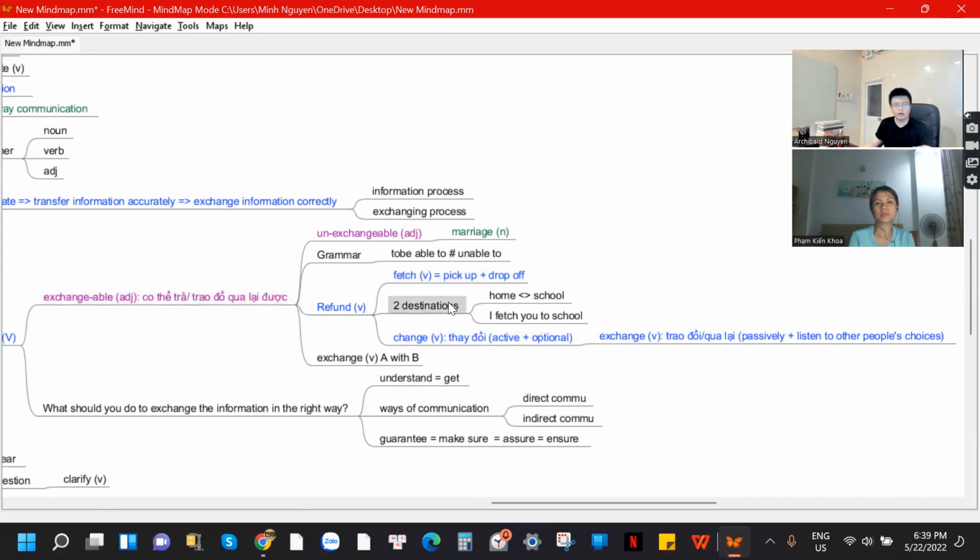And here in terms of exchangeable, if you use fetch in terms of exchangeable, I also give you the detailed, particular, specific destinations. Only two destinations, home and school. In the conversation, mother wants you to go to school, first place. Mother wants you to come back home, second place. No other places in a day. So that is it.